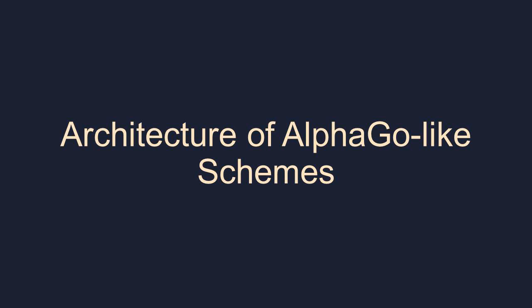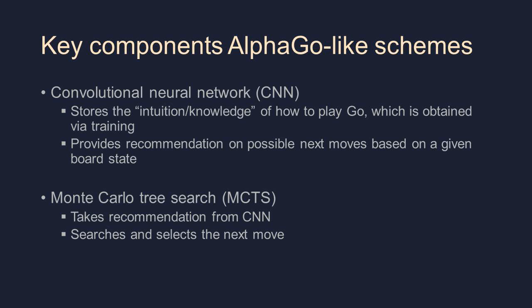Now I will introduce the architecture of AlphaGo-like schemes. Basically, there are two key components of AlphaGo-like schemes. The first of which is a convolutional neural network, where the intuition or knowledge of how to play the game Go is stored. Such knowledge is obtained by training via self-played games or human-played games, or a combination of both. With this knowledge, the neural network will be able to give recommendations of possible moves based on a board state.